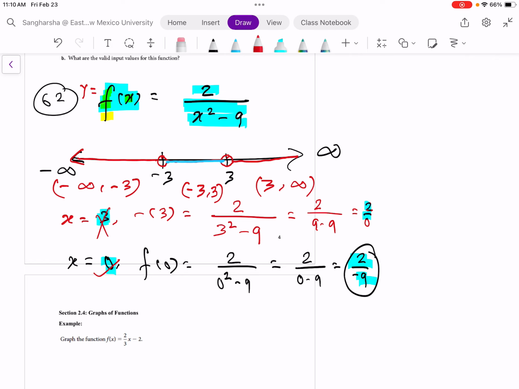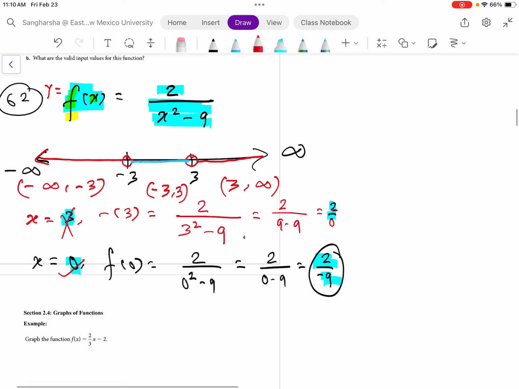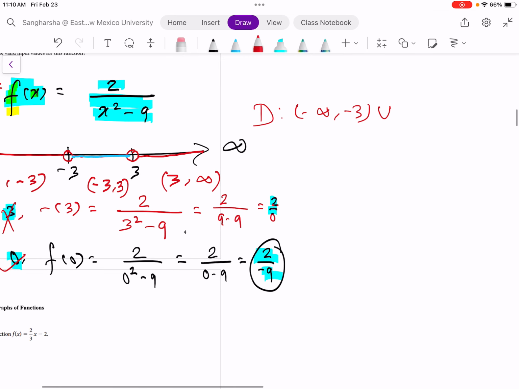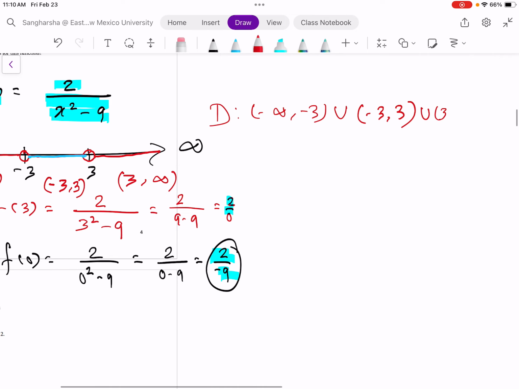Okay, so we have 3 sets. Since we can have any number from the first set or second set or third set, we're going to combine these using a union. So our domain for this function is from negative infinity to negative 3, union, from negative 3 to positive 3, union, from positive 3 to infinity. Any number in this set is in the domain for this function. It means if we choose any number from this set, we get a real output.